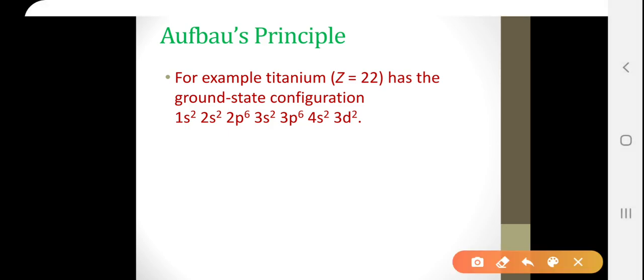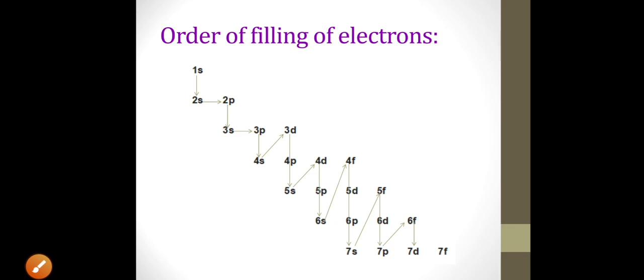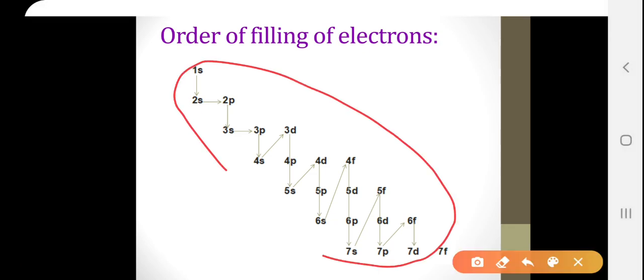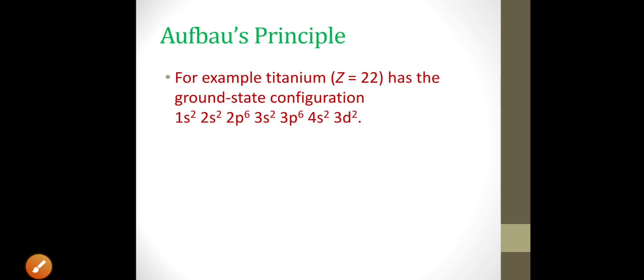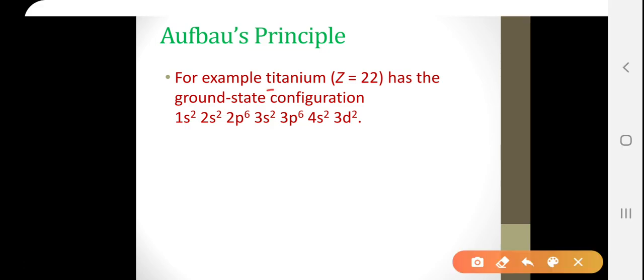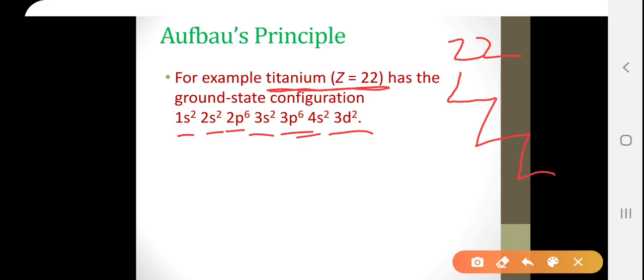Now please see this diagram carefully, this chart. So this is the order of filling of electrons. Let's see the example. This is titanium, whose atomic number is 22. So electrons will be filled in 1s2, 2s2, 2p6, 3s2, 3p6, 4s2, 3d2. So this is the order of filling of electrons, right?